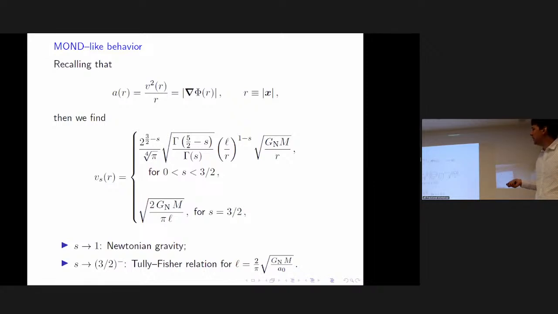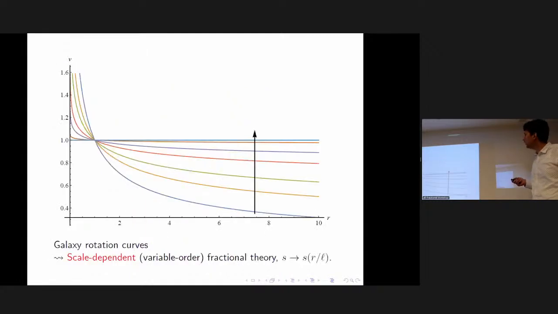And these are the expressions for the orbital velocities for our stars in the case of a point-like source. And again, for S equal to 1, we recover the standard Newtonian prediction. And for S equal to 3 halves, we recover the Tully-Fisher relation for spiral galaxies, provided that we choose S and we choose L to be equal to this quantity here. And therefore, we have found a constraint on these three parameters that we have at the beginning of our formulation of the model. Then this is a simple plot of the orbital speeds as a function of the distance.